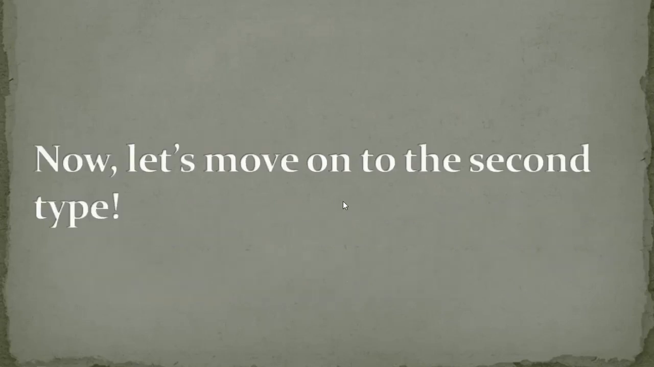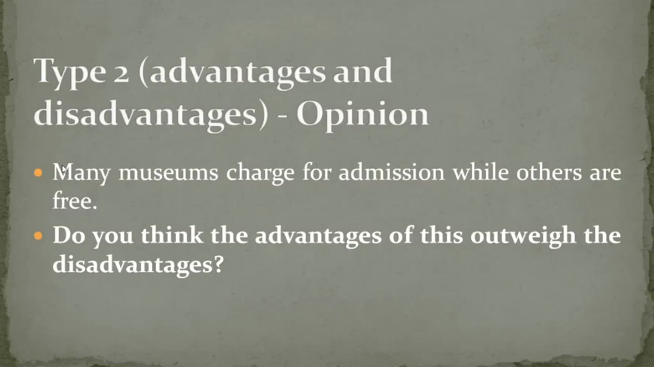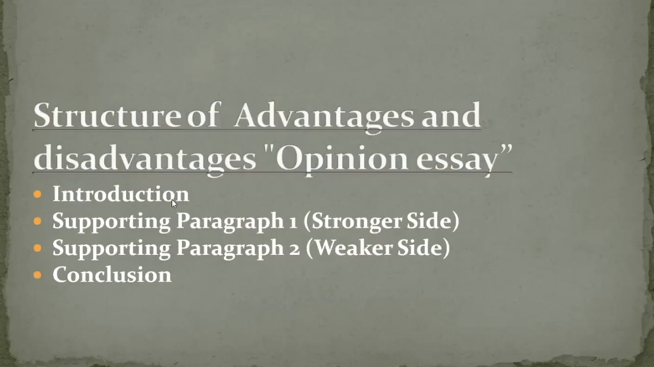Okay, moving on to the second type, the opinion. Look at this example. Many museums charge for admission while others are free. Do you think the advantages of this outweigh the disadvantages? Okay. Introduction. Supporting paragraph 1, stronger side. Supporting paragraph 2, weaker side. And then finally you have the conclusion. The stronger side can be anything. It could be the advantages or the disadvantages depending on what you think.